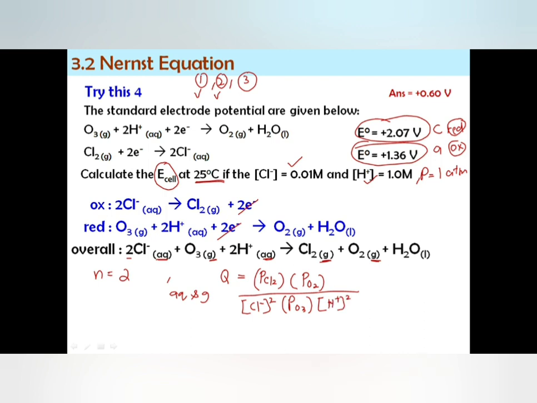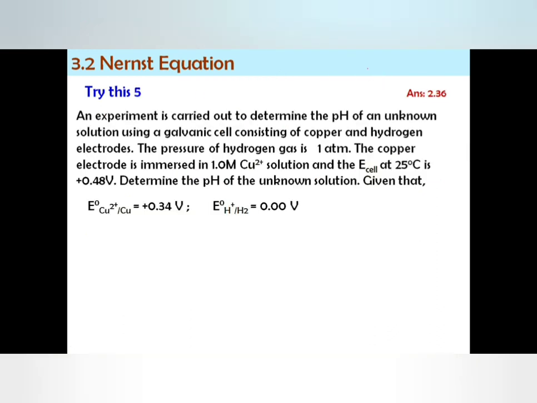Okay, jadi barulah awak boleh buat step yang keempat untuk masukkan ke dalam formula. Jadi, untuk pressure dah diberi kepada awak. So, pressure ada. Okay, concentration Cl minus pun ada. H plus pun ada. Jadi, boleh masukkan value. Lepas tu, tekan calculator sampai dapat E cell value. Okay. So, buat soalan ini dan upload your answer. Okay. So, we move to the try this 5. Okay, for this one, an experiment is carried out to determine the pH.